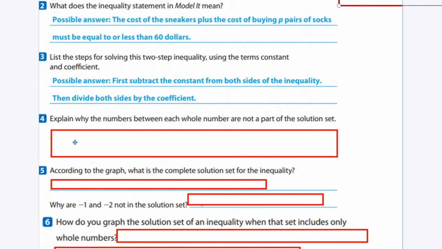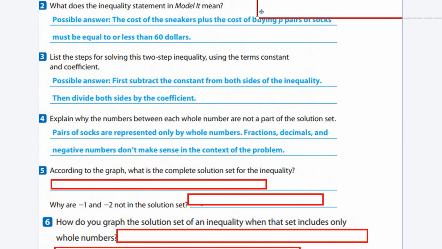Question 4. Explain why the numbers between each whole number are not a part of the solution set. Well, pairs of socks are represented only by whole numbers. Fractions, decimals, and negative numbers don't make sense in the context of this problem. You cannot buy a fraction of a sock.